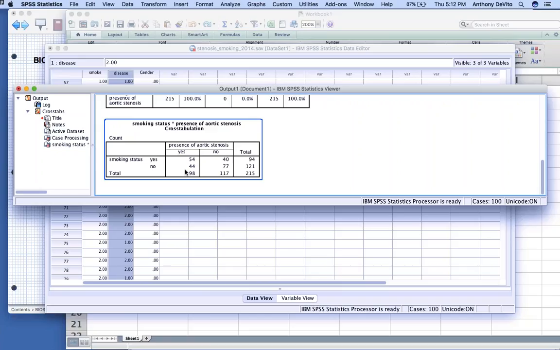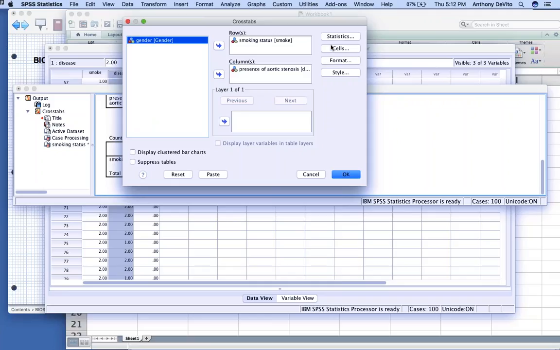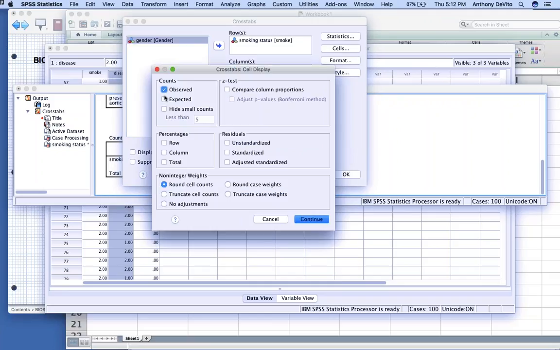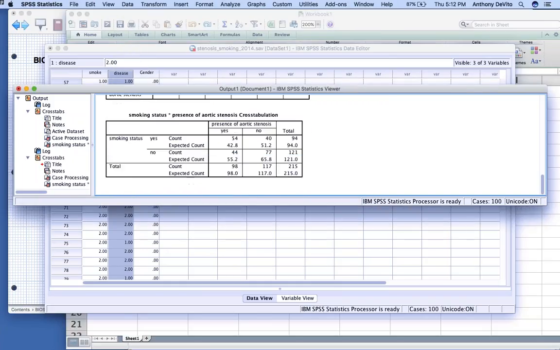Unlike what we did by hand, we can get SPSS to do it for us. Analyze, Descriptive Statistics, Crosstabs, and this time I'm going to go into Cells and click to calculate the expected values too. I'm going to click OK. Okay, and here we are. There are the expected values. We count the real world as the observed values.